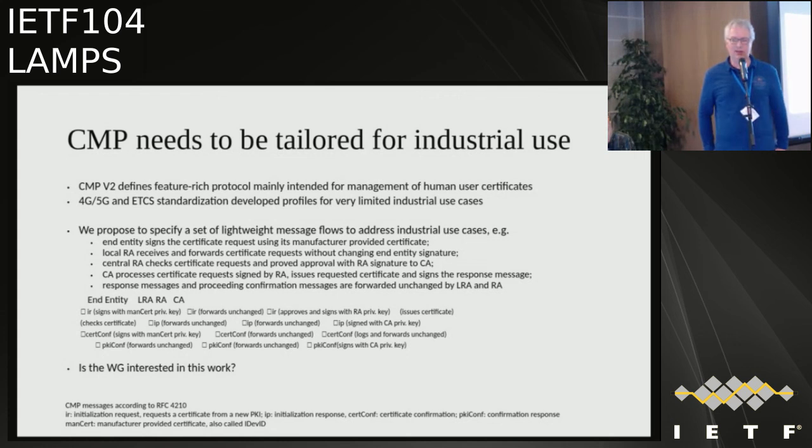And then the CA can verify not only the proof of possession, but also the authorization of the RA, and issues a certificate and returns the certificate back transparently through the hops to the end entity. And we have a confirmation message exchange where the messages are really small to ensure that the enrollment worked properly. So this can be exchanged, but not necessarily needs to be exchanged. This can also be skipped if needed.